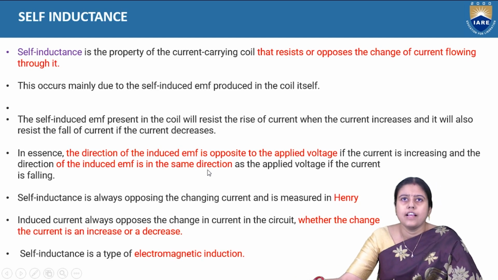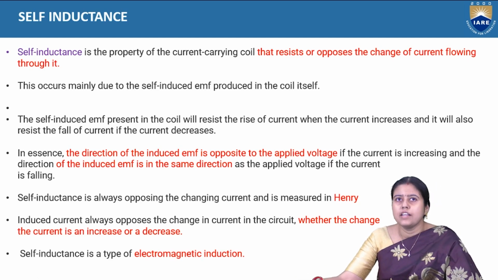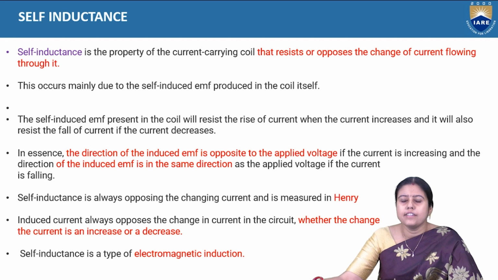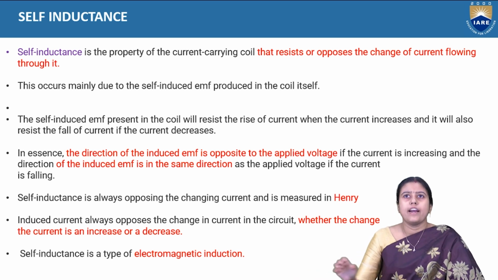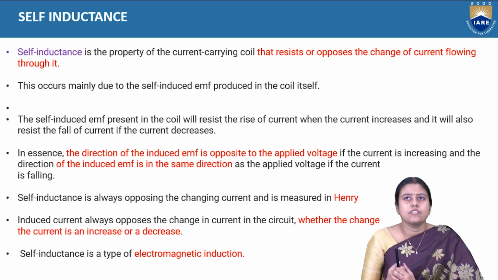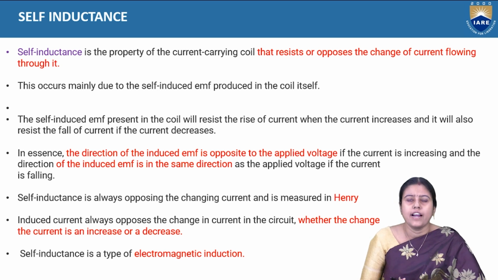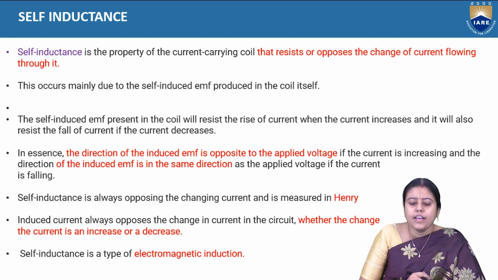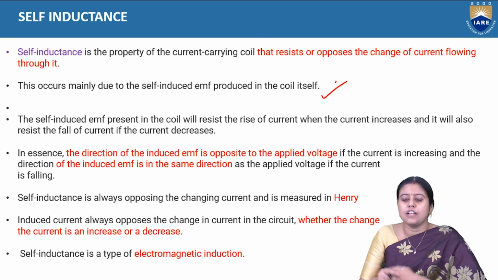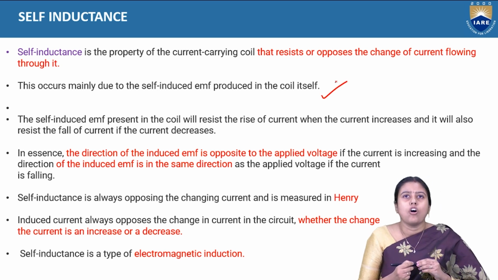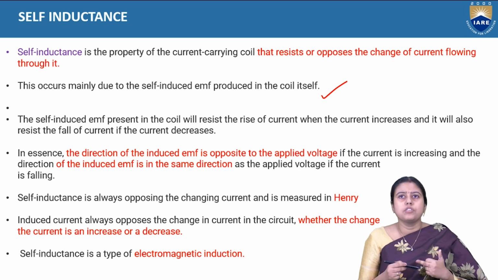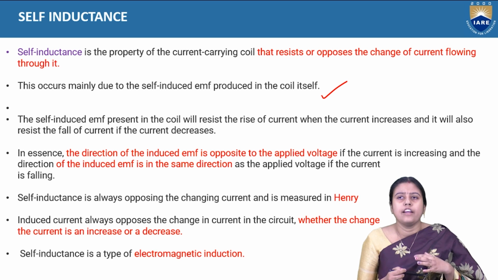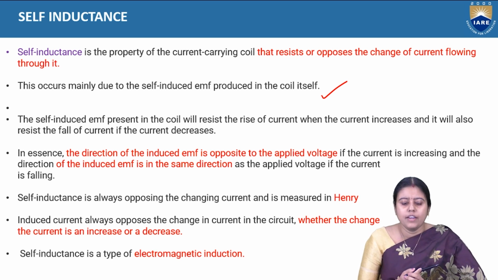Next is the self-inductance. What is self-inductance? Self-inductance is the property of the current carrying conductor that resists or opposes the change in current flowing through it. This occurs mainly due to the self-induced EMF produced in the coil itself. When flux is flowing through it, there is a cut of flux and it will induce the EMF in it.